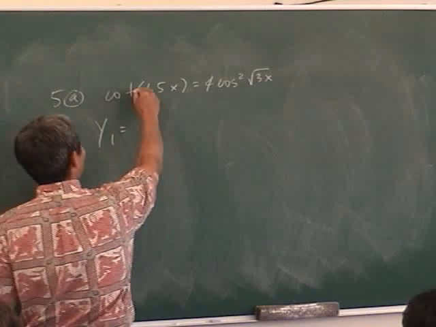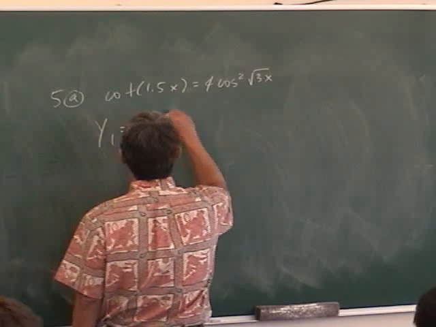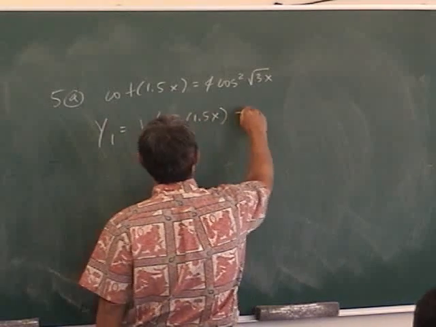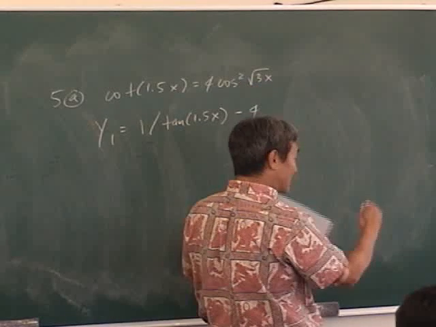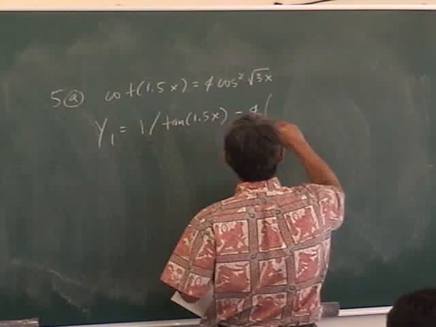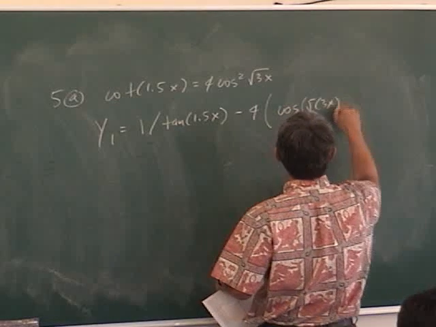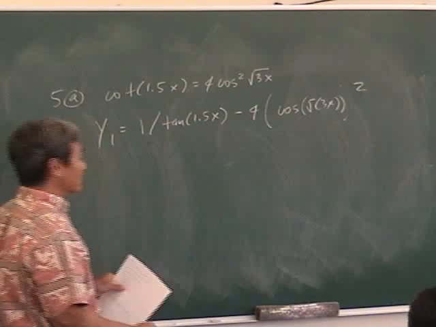Or you change that to 1 over tangent. Which one do you want to do? 1 over tangent. Okay, 1 divided by tangent minus 4. Now remember, cosine squared, you have to punch it in as cosine quantity squared. So you have cosine of root 3x quantity squared. That's how you punch it in.